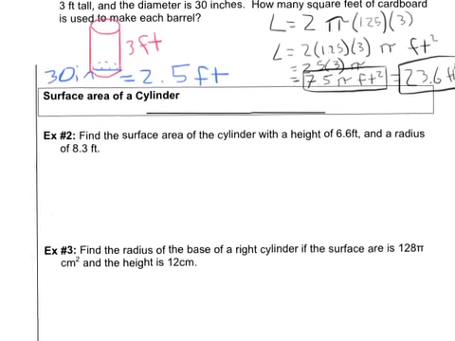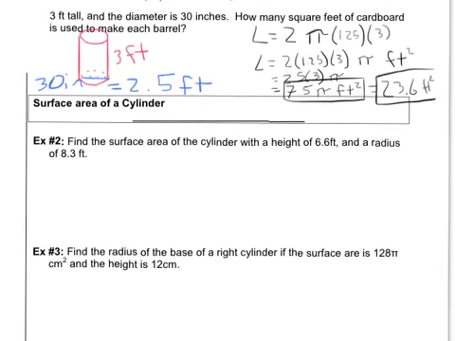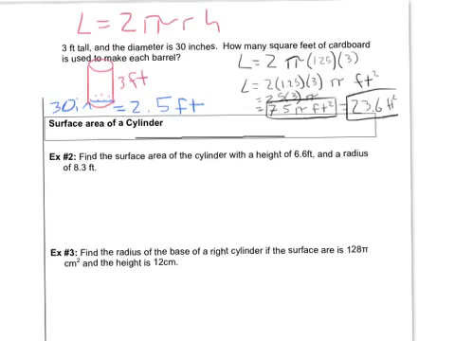Now, let's think about this. If we were going to find the surface area, wouldn't that just be the lateral area, so the rectangle shape around the cylinder, plus the circle on top and the circle on bottom? So we could say surface area equals the lateral area, which is 2 pi r h, plus the 2 circles on top and bottom, so 2 times pi r squared, because that's the formula of a circle.